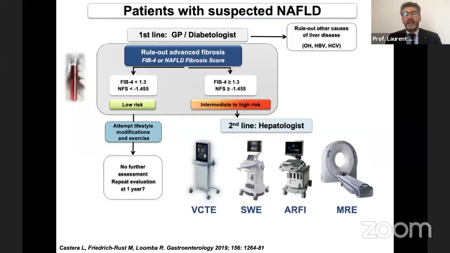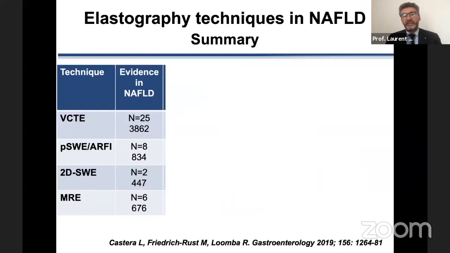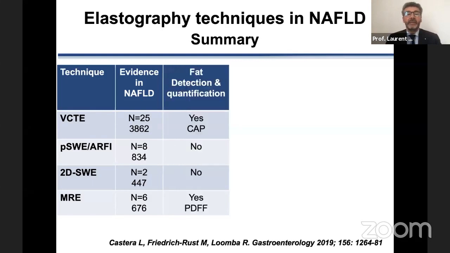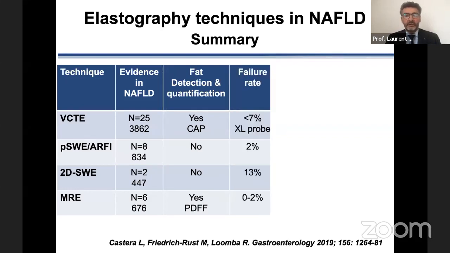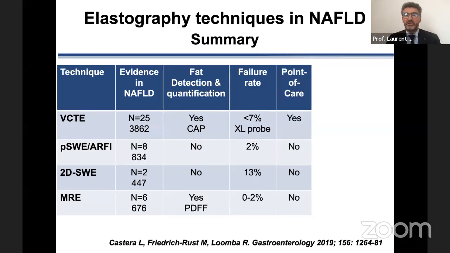So what about the elastography technique? This is a table summarizing the evidence in NAFLD. And again, you can see the level of evidence is the highest with transient elastography, as compared to MR elastography, even though MR elastography tends to be maybe more accurate. You can detect fat with transient elastography, with CAP, or with PDFF. The failure rate, as already mentioned, is now around 3% with the XL probe.